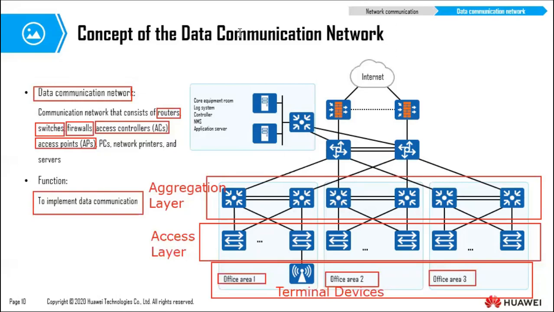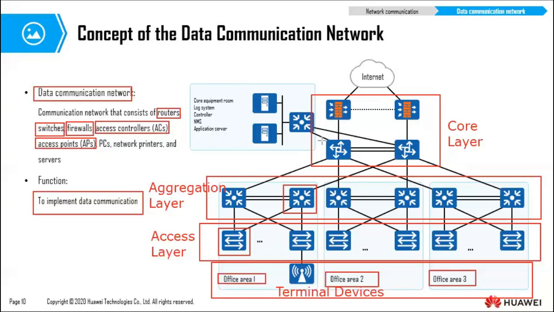Then after the aggregation layer, we have this layer here, which is called the what? The core layer. So look here. At the access layer, we have layer two switches. Are we together? At the aggregation layer, we have layer three switches. Are we together?